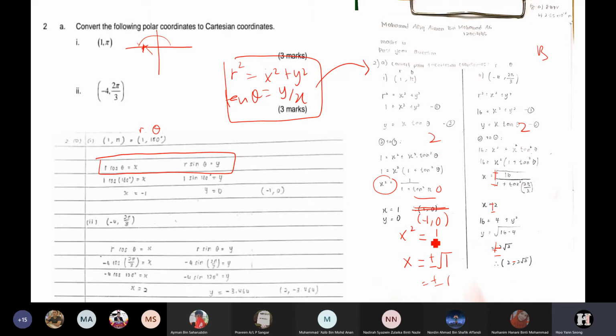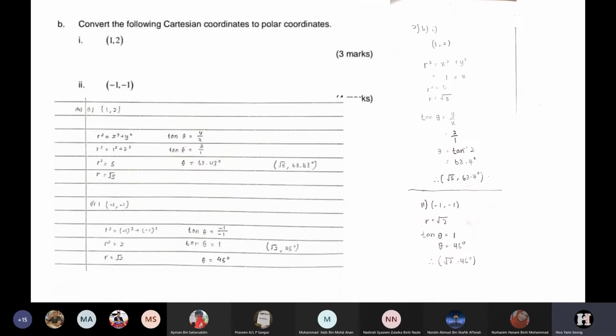Okay, next. Convert the following Cartesian coordinates to polar coordinates. Okay, unfortunately here I already covered. Actually, this one is 4 marks. Okay, and then now finally we said that two people answered the same. Okay, this sometimes always happens to you. Okay, you have 6 people and you sit down.